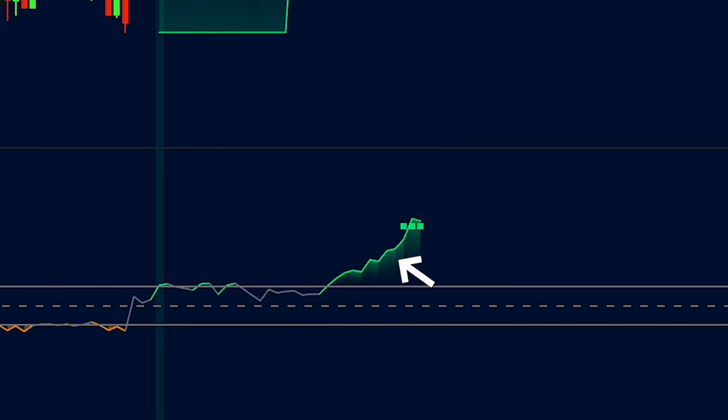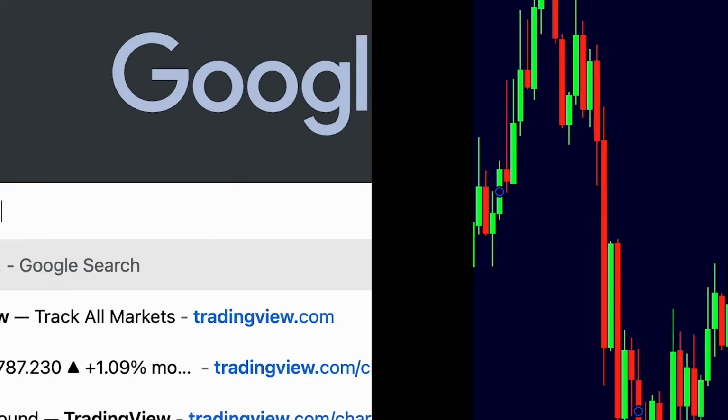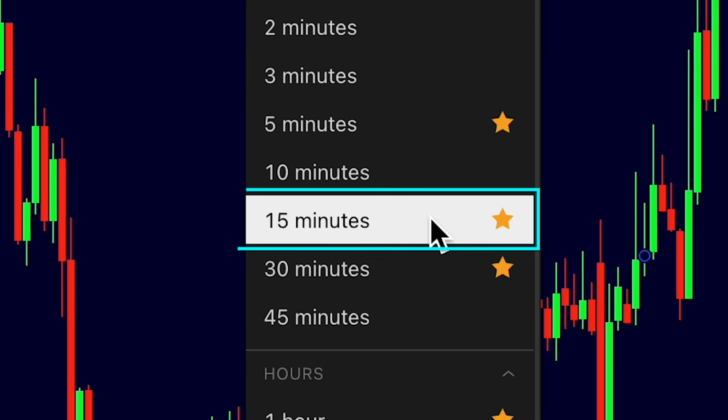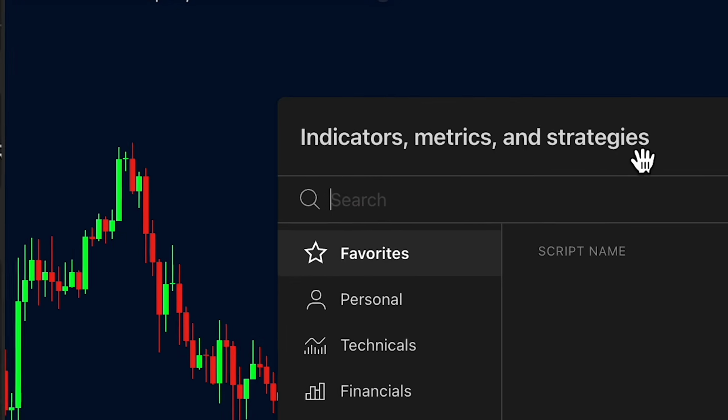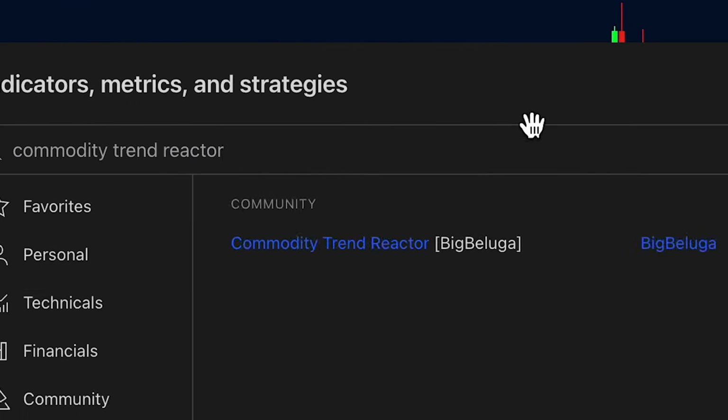Now, to add this powerful indicator to your chart, head over to TradingView and pull up any market you want. I'm using the 15-minute time frame on the euro-dollar, but this works on any chart, any time frame. Click on indicators and type in commodity trend reactor. Make sure you select the one by Big Beluga.